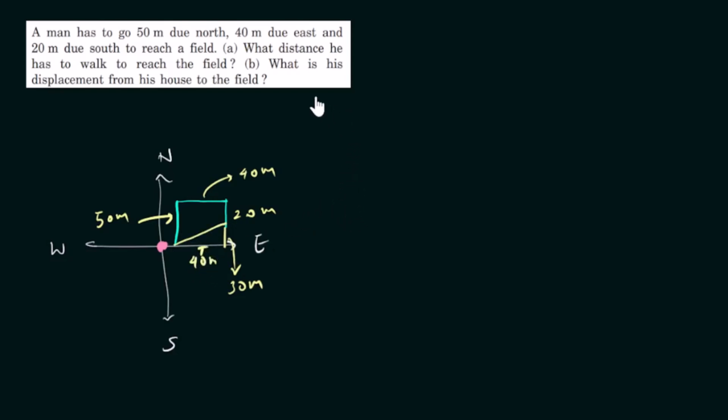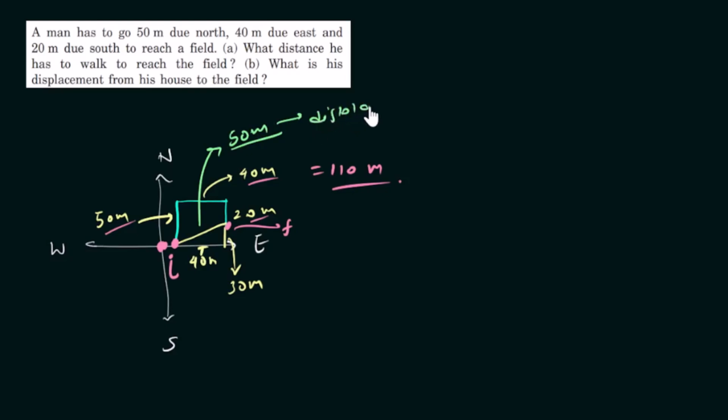Now this is the initial position and this is the final position. So distance will be 50 plus 40 plus 20, which is 110 meter. And the displacement: this is 40, this is 30, so displacement will be 50 meter. This is displacement, and this is your distance. So distance covered will be 110 meter and displacement will be 50 meter.